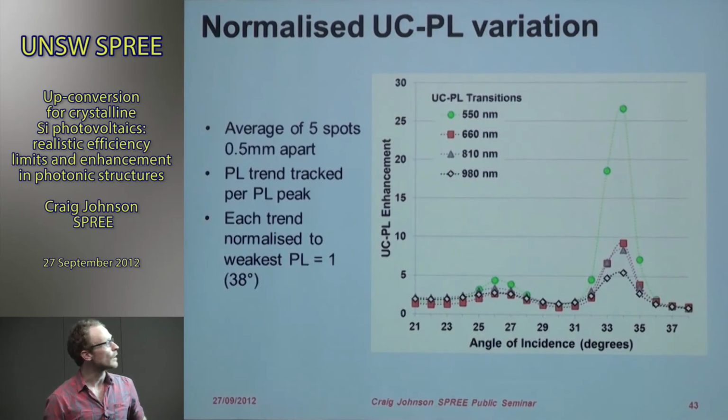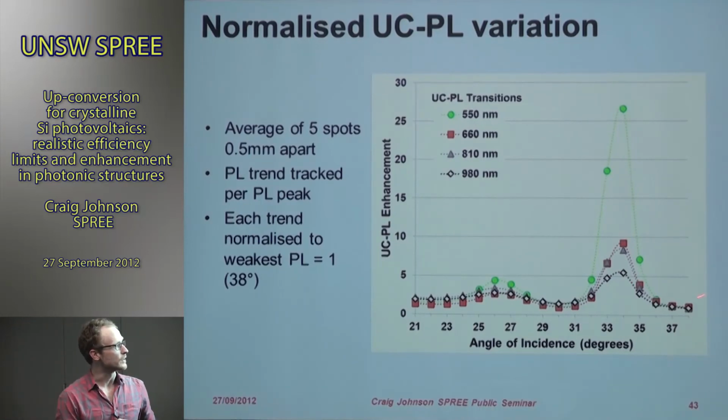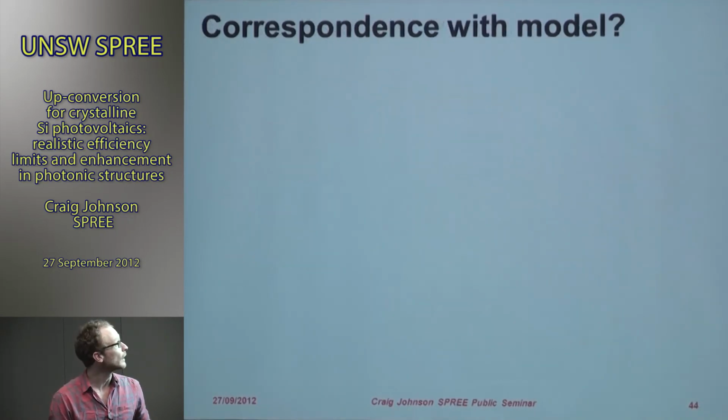Just to go back to it quickly, we see that 550 has quite a large variation over that region, nearly 26 times enhancement, around 34 degrees of incidence. The other ones are quite large as well. They're dwarfed by that one, but between 5 and 10 times enhancement over this region. And there's a smaller peak at a shallower angle as well.